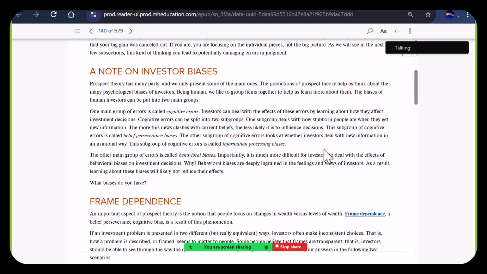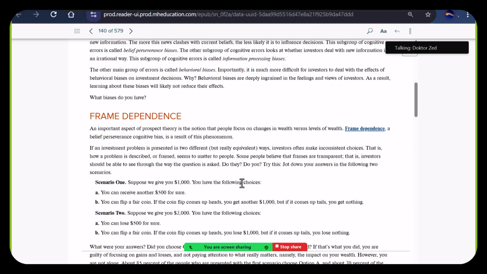The others are behavioral biases, and sometimes it's difficult for investors to deal with the effects of the biases on investment decisions because these are, in a sense, built into our genes from the caveman days. One of these biases is called frame dependence. It basically changes people's focus on changes in wealth versus levels of wealth.